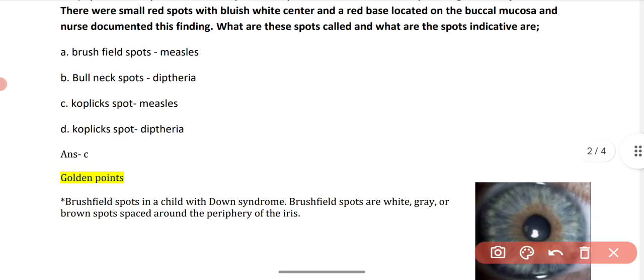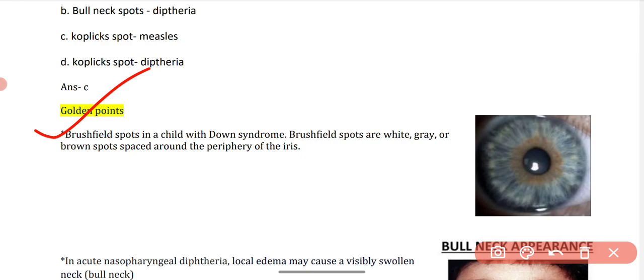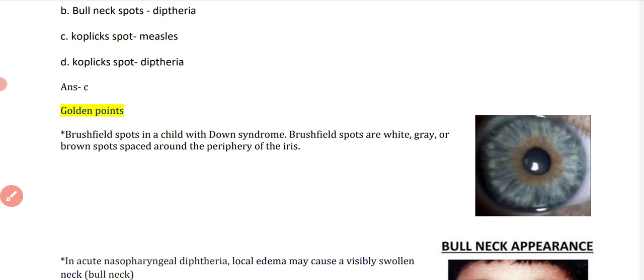Some other points are also mentioned here, that is Brushfield spots. So where will you see Brushfield spots? Brushfield spots are commonly seen in patients with Down syndrome, guys. Brushfield spots are gray, white or brown spots around the iris. You can see this is the iris, right? Around the iris there is a gray color present. If gray color is present around the iris, it is commonly seen in Down syndrome, and this condition is called Brushfield spots, which is commonly seen in Down syndrome, not in measles.